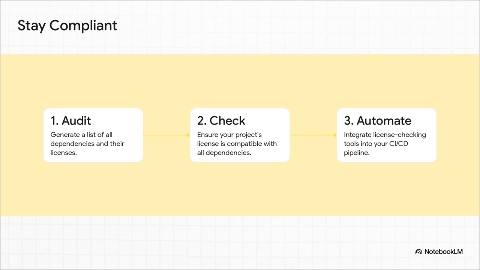First, audit. You need to know what you're using. A simple tool like pip-licenses can give you a full report. Second, check for compatibility. This is huge. If you use just one library that's GPL, that license can act like a virus and force your entire project to become GPL. And third, automate. Don't do this manually. Integrate license checking tools right into your CI/CD pipeline to catch problems before they blow up.